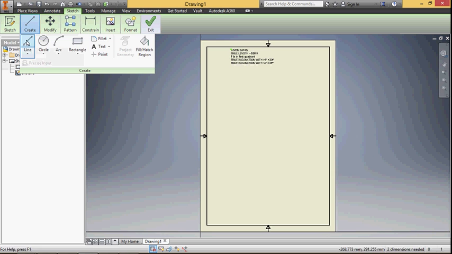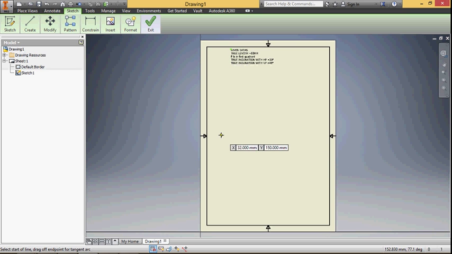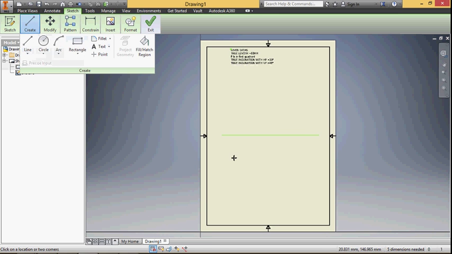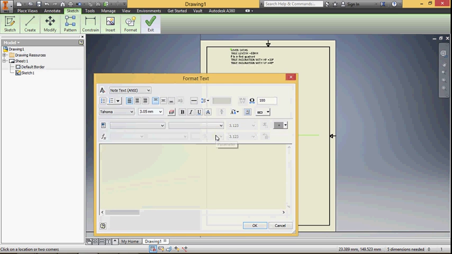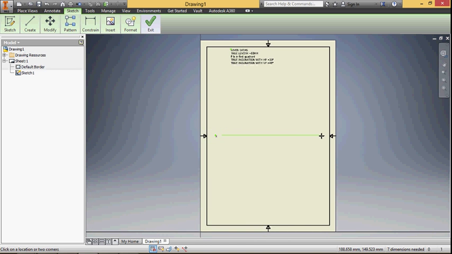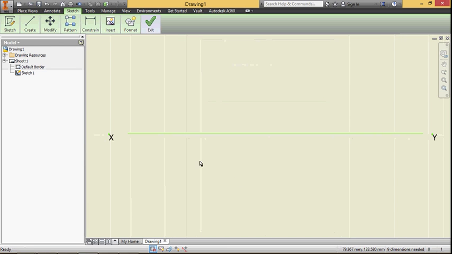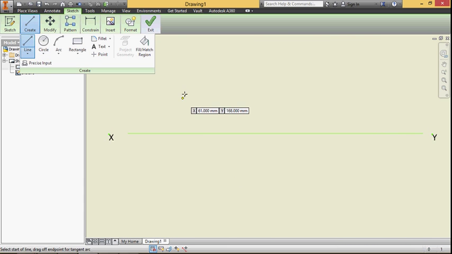Then first draw the reference line. So this is the reference line, capital X and capital Y. Then mark the projection of point P. First you mark the projection of point P.